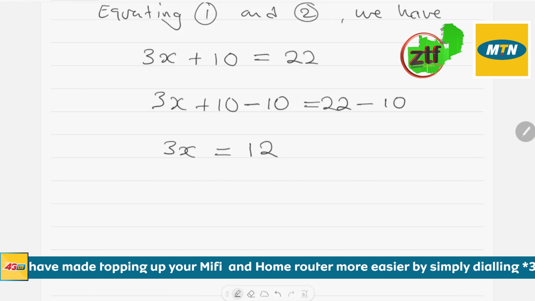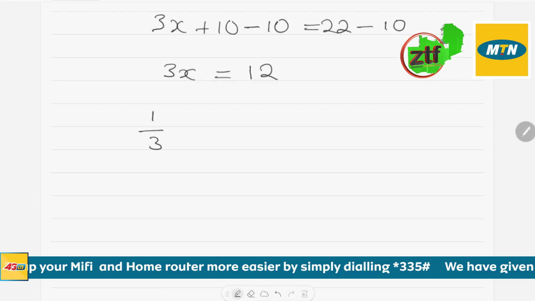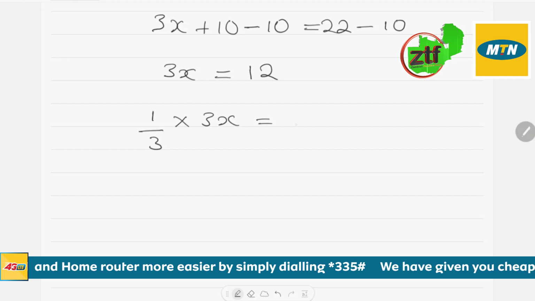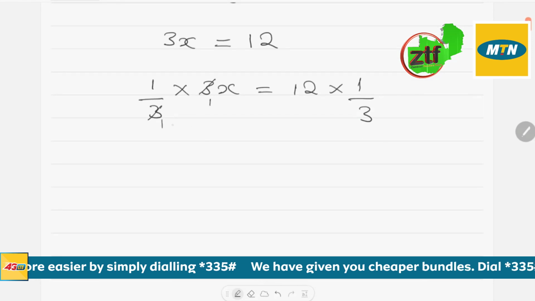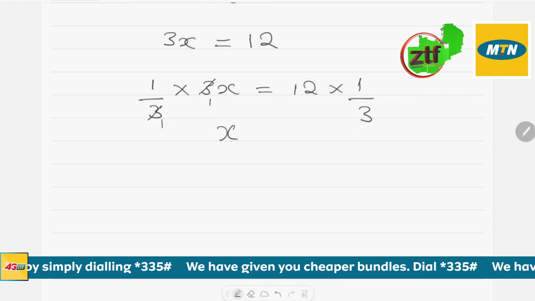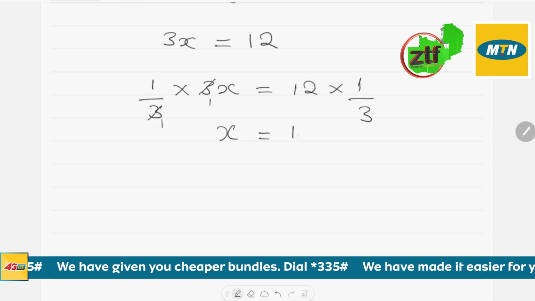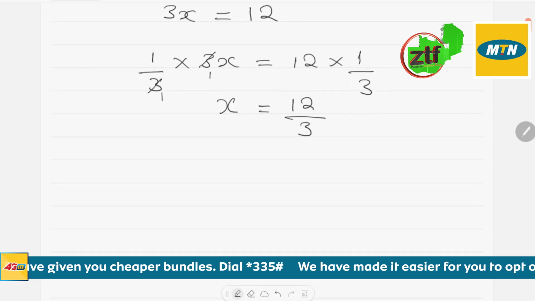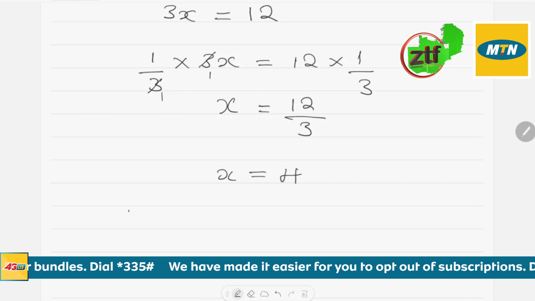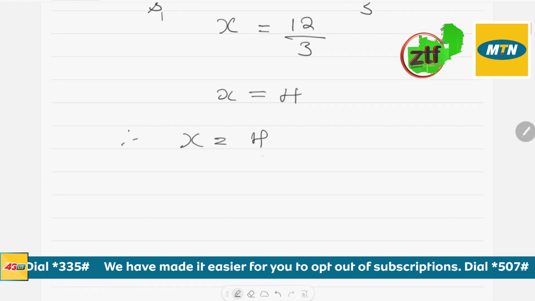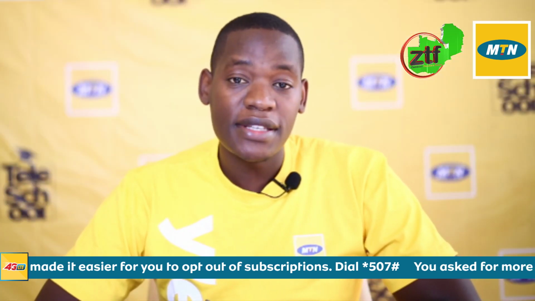Now when I multiply both sides by the multiplicative inverse of positive 3, that is 1 over 3, we'll have 1 over 3 times 3x equals 12 multiplied by 1 over 3. This gives us 3 into 3, 1, and 1 multiplied by x gives positive x. Then 12 multiplied by 1 over 3 we get 12 over 3, and 3 can go into 12 4 times. Therefore, the value of x is equal to positive 4. That is our answer. So that is how the first part of question 1A is supposed to be answered.